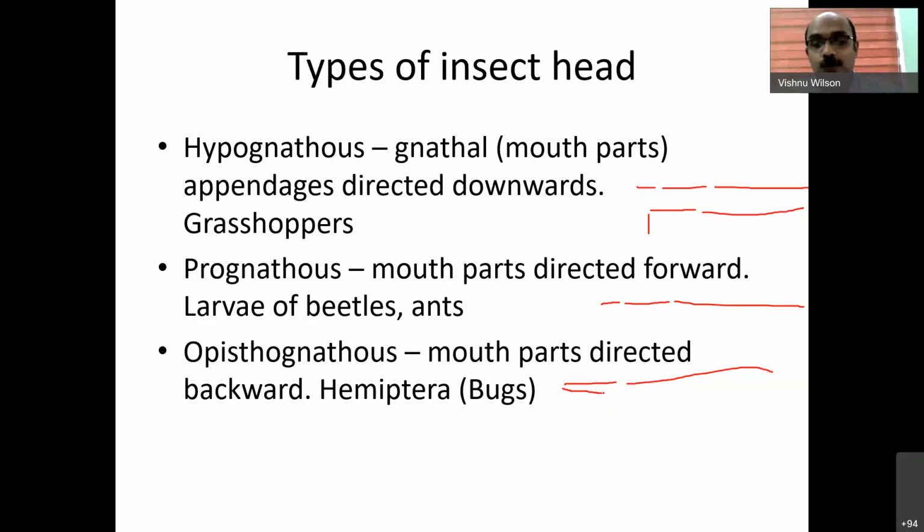Now, in entomology, you should remember examples. Whenever you are writing an exam on this terminology, always remember their examples. For hypognathous, the typical example is the grasshopper. For prognathous, it is beetles and ants. We can catch hold of an ant and observe how the mouthparts are directed. For opisthognathous, it is bugs. I will show the pictures, then you will understand better.